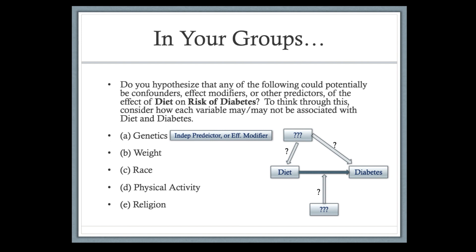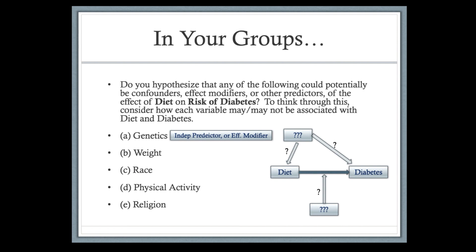Now let's think about weight. First, let's try and think about weight as an independent predictor or a confounder. So do we think that, thinking of that top box up there again, right, with the question marks, weight is associated with risk of diabetes? Yeah, it surely should be. Do we think that weight and diet are associated? I would think, again, they probably should be.